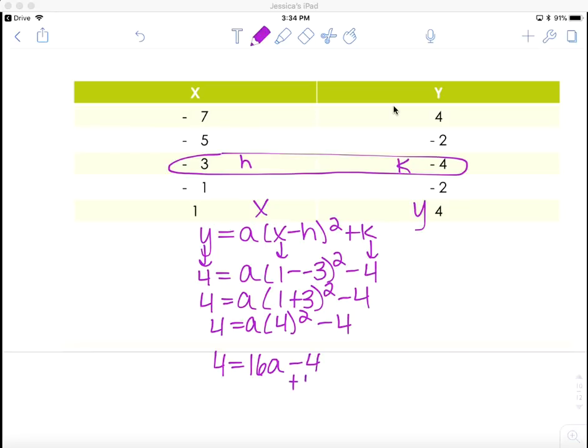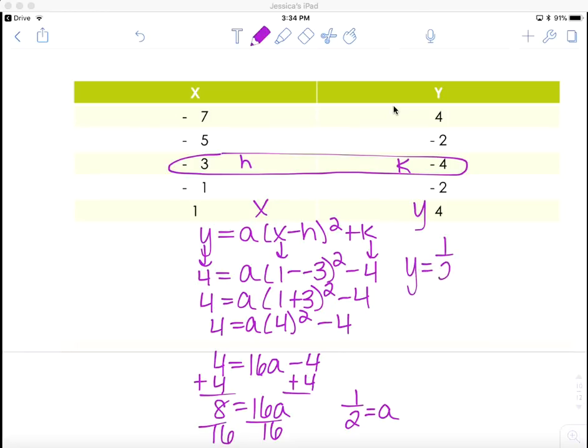From here, I add the 4 on both sides to get 8. And when I divide by 16, 8 over 16 is going to reduce to 1/2. Your final answer should be y equals 1/2 times x plus 3 squared minus 4. If you think back to our transformations, the 1/2 means that this graph is going to be wider than our parent function. It's going to be a vertical compression.